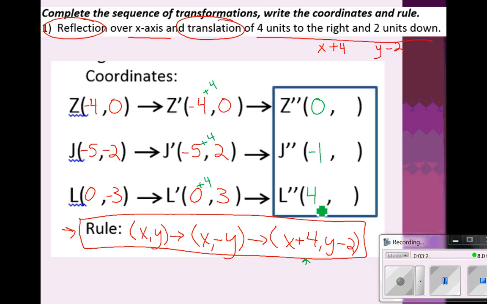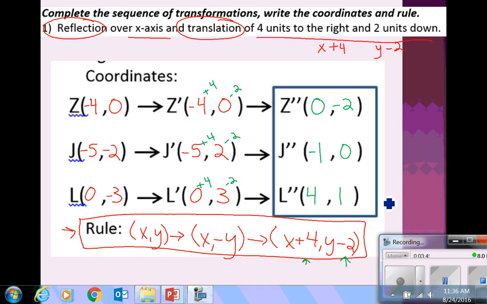And you should definitely do a T-chart to make sure that you're getting these right. Now I can apply y minus 2. -2, -2, -2. 0 minus 2 is -2. 2 minus 2 is 0. 3 minus 2 is 1.